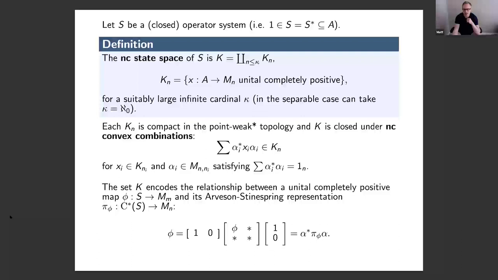And the point of considering the set K, I like to think of this as really encoding the relationship between the unital completely positive maps and their corresponding Arveson-Stinespring representation. What I mean by that is Arveson's extension theorem tells us that we can extend a UCP map on S to the C-star algebra that it generates. And Stinespring's theorem tells us that we can obtain the extension as the compression of a representation of the C-star algebra. So there's two objects here: the original map, and this representation that we've obtained. And by considering the space K, we don't lose track of the relationship between those two objects.